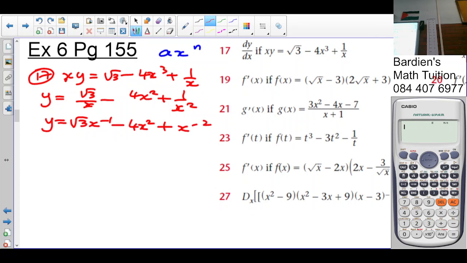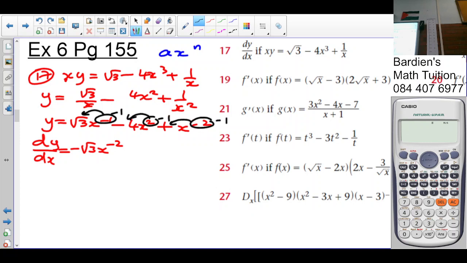Now can I apply the derivative? Yes. So dy over dx equals negative root 3 x to the minus 2. Remember again, I'm multiplying the exponent by the coefficient and then I minus 1. Multiplying the coefficient with the exponent, minus 1. Same story. So it's going to be 2 times negative 4 is negative 8x to the 1, minus 2 x to the minus 3. Okay, you all agree with that?